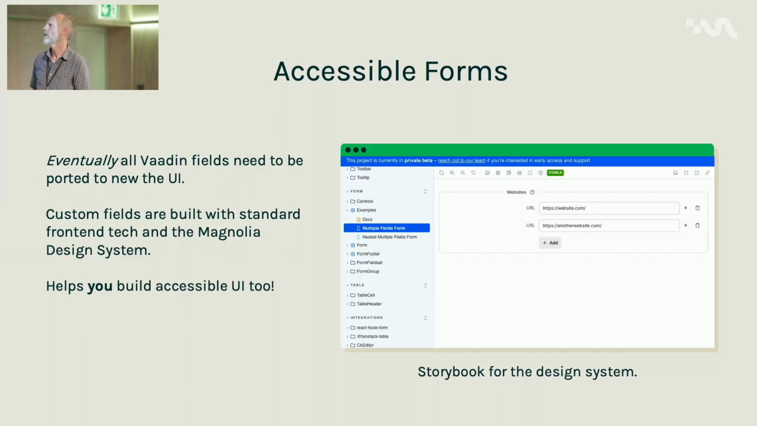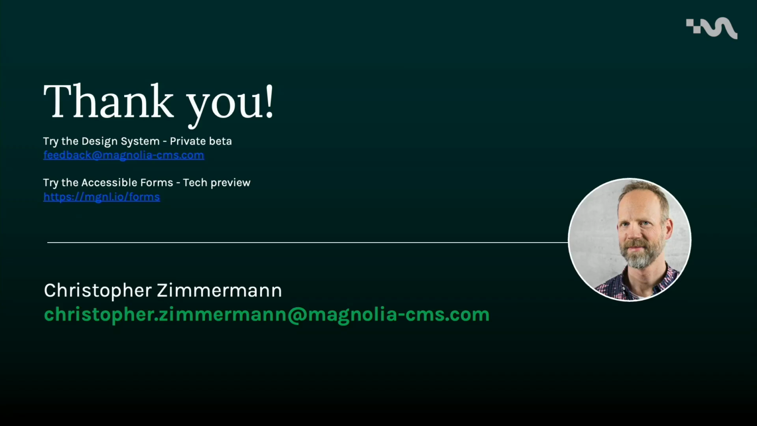And just a note on the custom fields. They're going to be built with standard front-end tech, and again, as mentioned, with the Magnolia design system. So you have that tool there for building out new fields. Does this sound familiar to anybody in the room? Sound like another technology? It's very much following the pattern of the JavaScript UI. That same approach. And taking this approach means it's going to be easy for you to build accessible UIs as well. Thanks a lot.